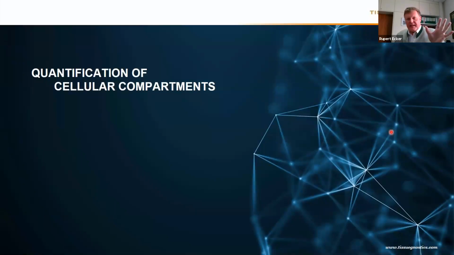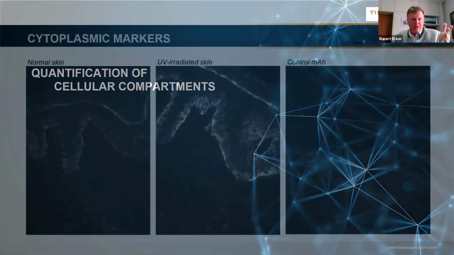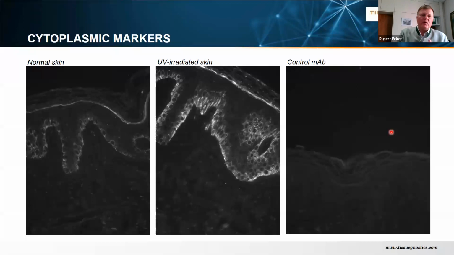Now, this was an example of a nuclear expression. What if our molecule is expressed either also or only in the cytoplasm of a cell? Then obviously it makes no sense to measure the nuclear area, because then we miss the actual expression of the marker, which we see here in an example of a skin cancer research project.